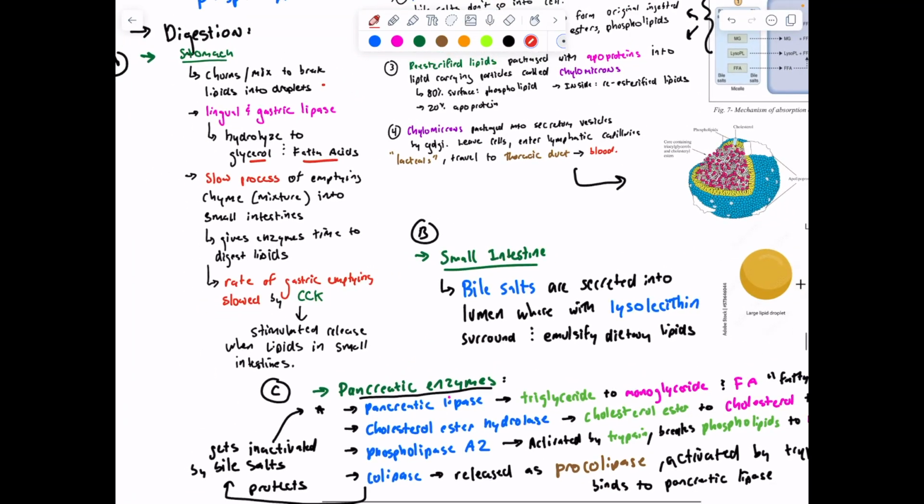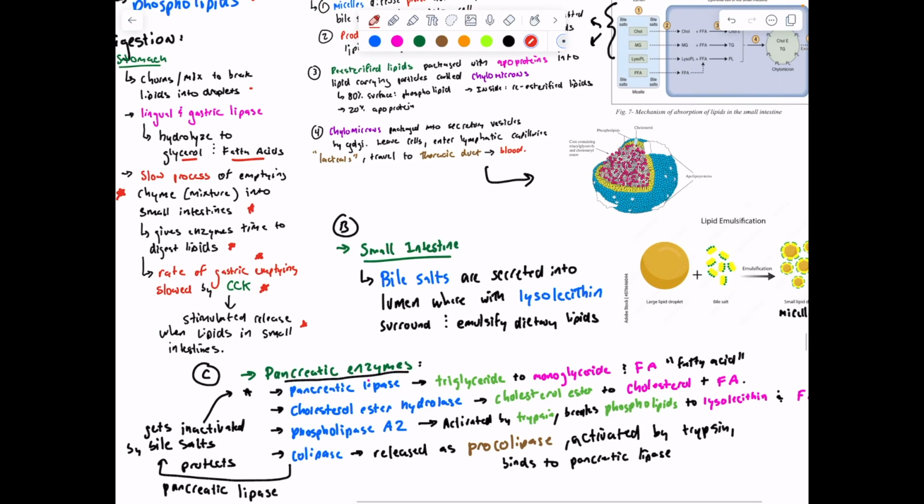The slow process of mixing chyme in the stomach is intentionally slow to give the enzymes time to digest the lipids. And we, of course, know that when lipids get to the small intestine, they stimulate the release of CCK, which slows the rate of gastric emptying so that you can have this mixing of the chyme in the stomach and give more time for the enzymes to digest the lipids.